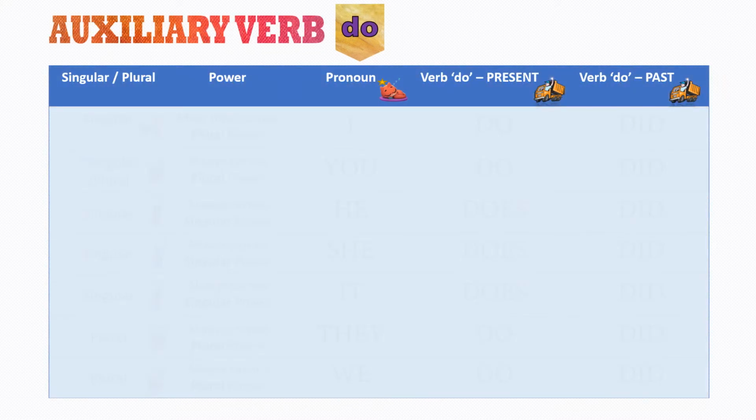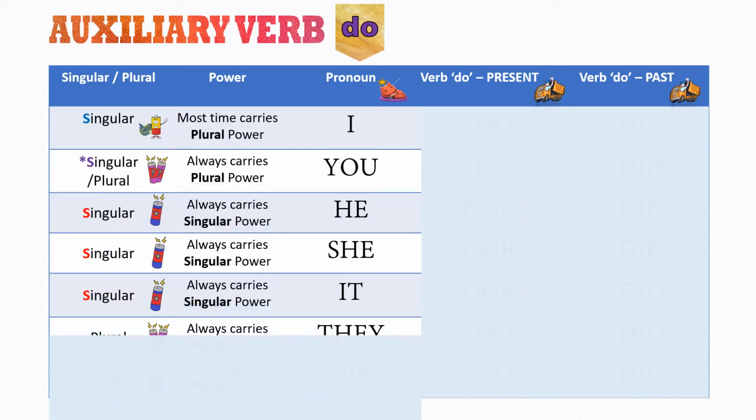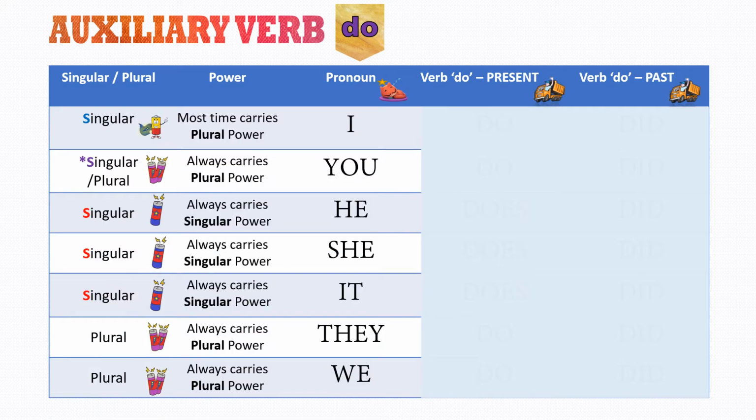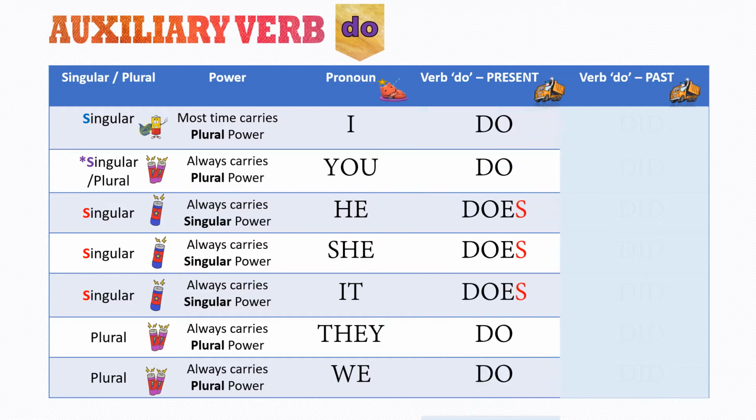Now we are going to look at how we use the verb do. You may notice the same pronouns in the previous slide. The singular and plural power works the same way as the be verb. This is the present tense form for the verb do. There are only two forms here, do and does.